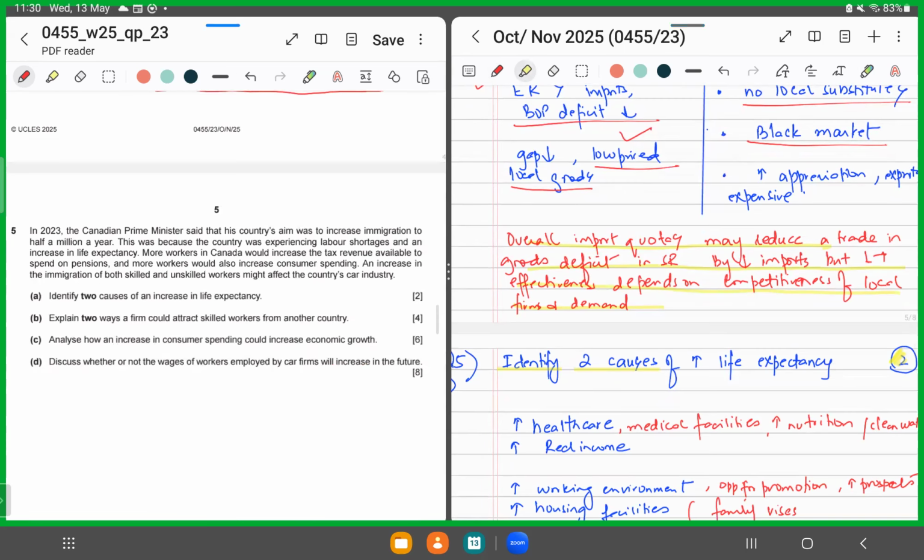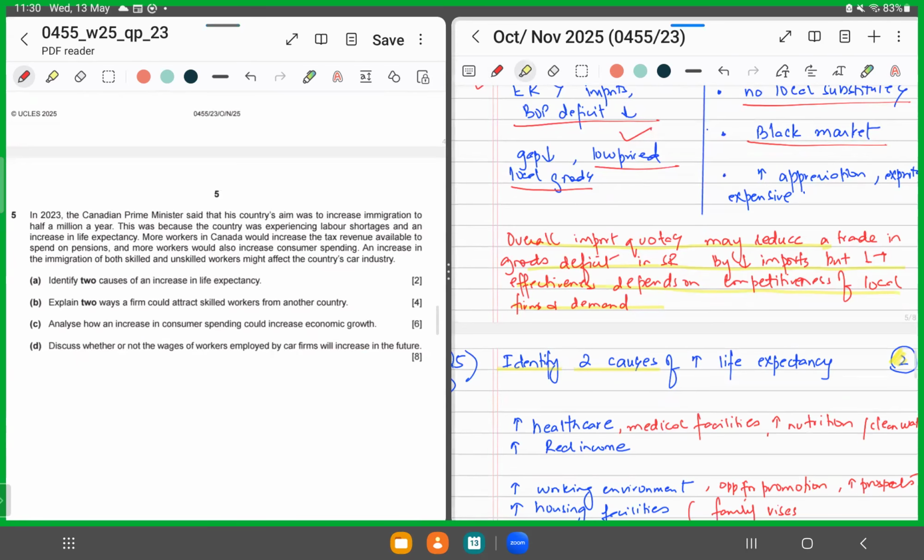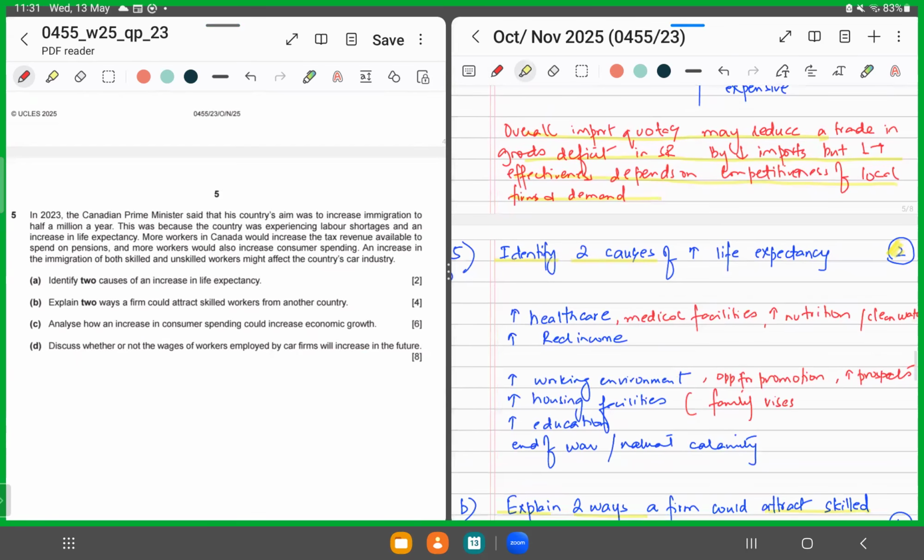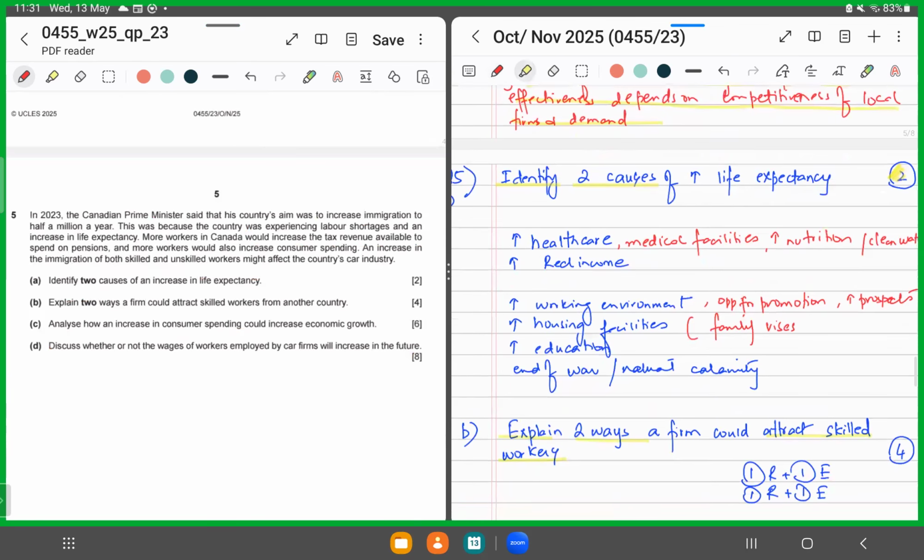Moving forward, final question of today's paper. Let's read the stimulus. It says in 2023, the Canadian Prime Minister said that his country's aim was to increase immigration to 500,000 a year. Why? Because the country was experiencing labor shortages, so it wanted to invite people and increase in life expectancy. So it was having less labor and an aging population.